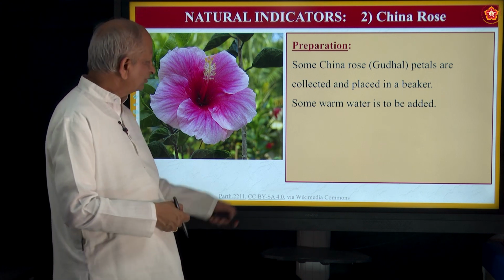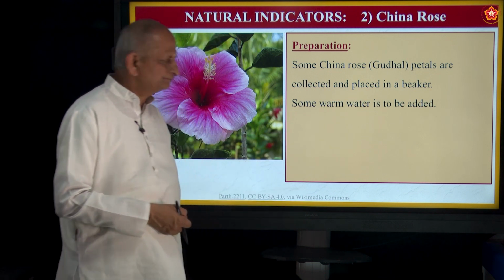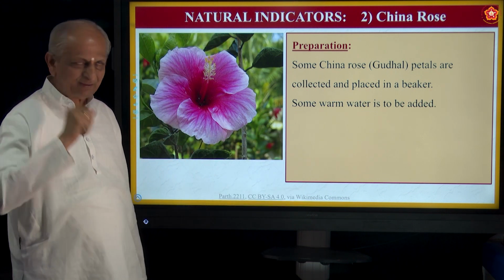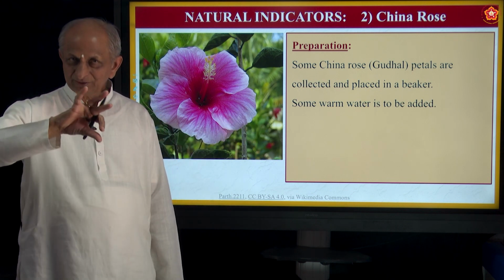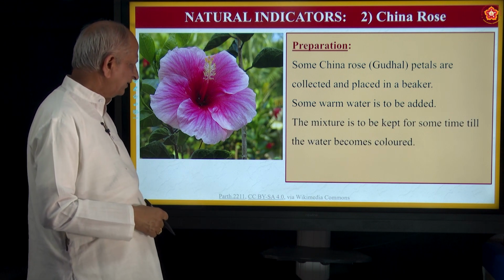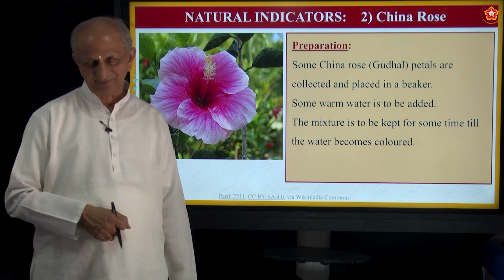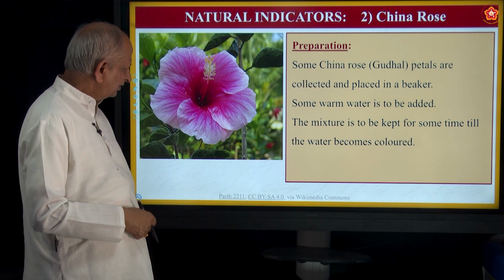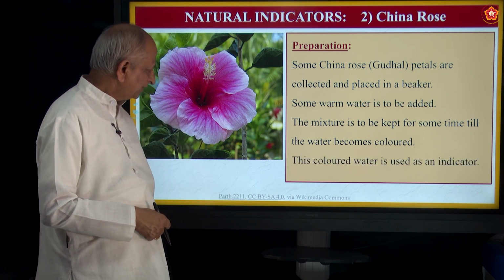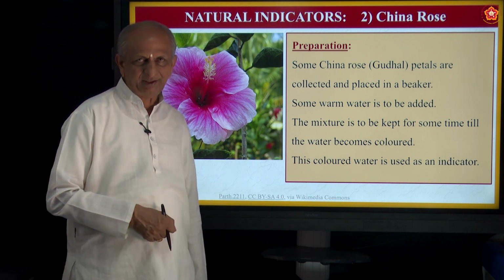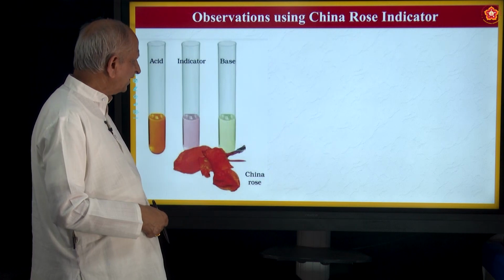Okay. So you have to take it and put some warm water. In a beaker you must take some petals and add some warm water. Why warm water? Because it dissolves. So then what do you get? The mixture is to be kept for some time till the water becomes colored. So the water with this China rose becomes colored. This colored water is used as an indicator. Okay. So that's all about the second type of indicator.